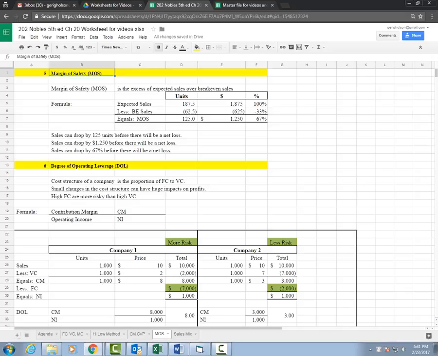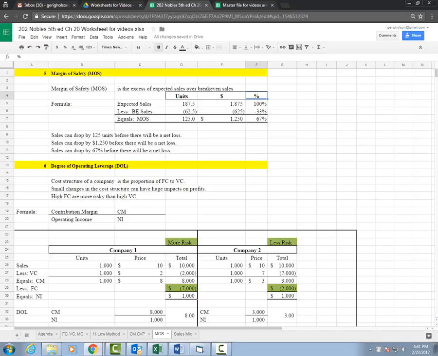Margin of safety. The definition is it's the excess of expected sales over break-even sales. To put that into a math formula, expected sales minus break-even gives us our margin of safety. What that means is how far can our sales go down before we enter the danger zone of a net loss area. We can compute margin of safety in number of units, in sales dollars, or in a percentage format.